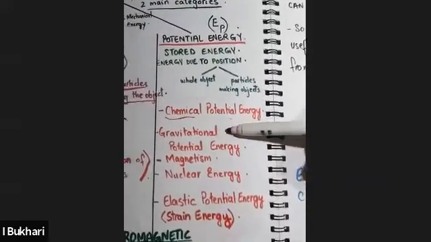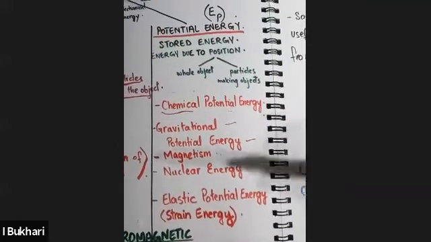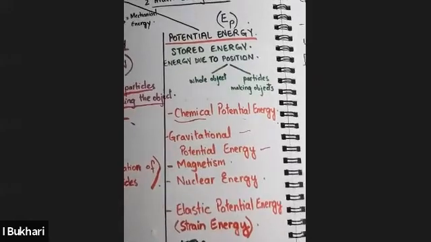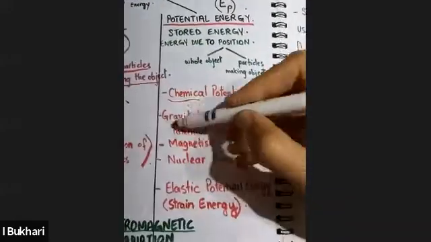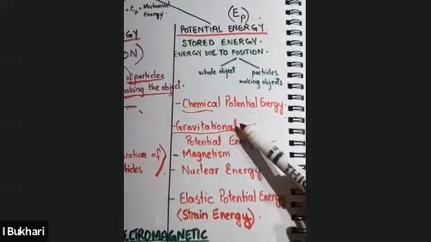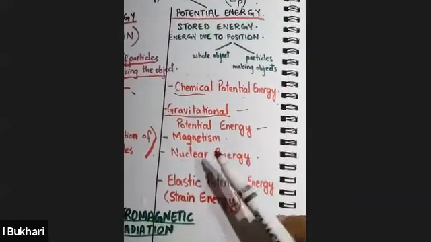Then we have gravitational potential energy. Now, gravitational potential energy is due to the position of an object above the ground, or the height of an object above the ground, right? So the force of gravity is involved in this. It's actually the force of gravity that does the job, okay?